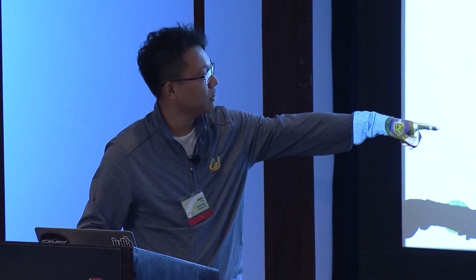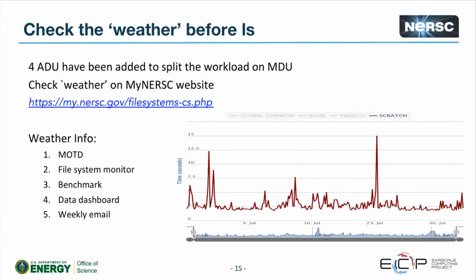Here is an example of the file system monitor. Basically, we run ls every day and report the cost. You can see some days it's really bad, like July 23rd. There can be many issues. Some storage servers may die, or the users on that day were so happy to use the system that they caused a lot of traffic. So check the weather before you do some heavy I/O operations. That will be helpful.